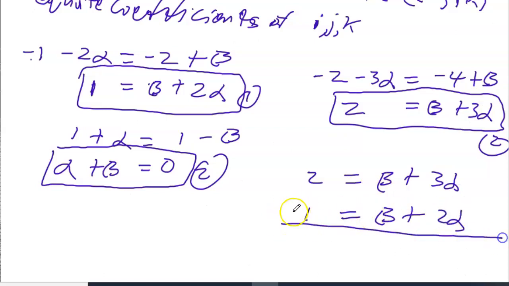Now if I subtract, 2 minus 1, that's 1. Beta minus beta, that's 0. 3 alpha minus 2 alpha, that's alpha. So alpha is equal to 1.